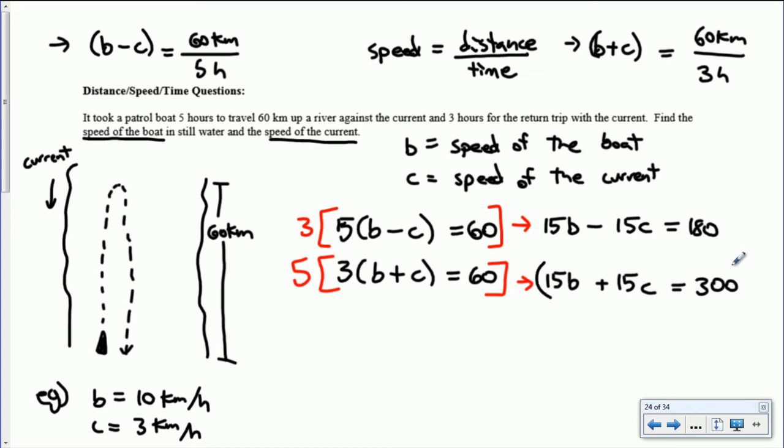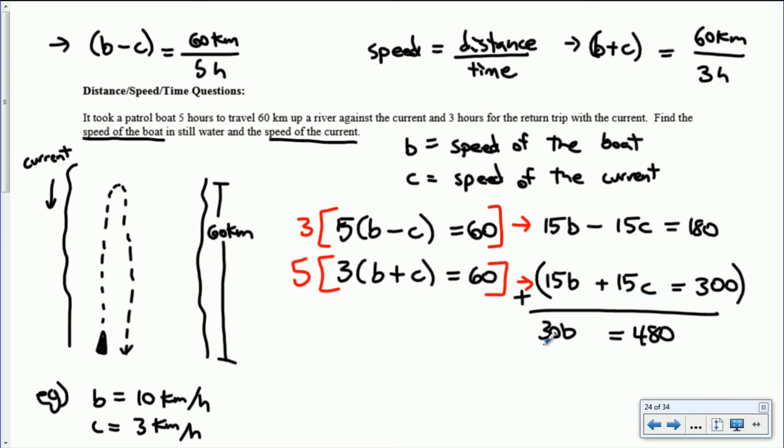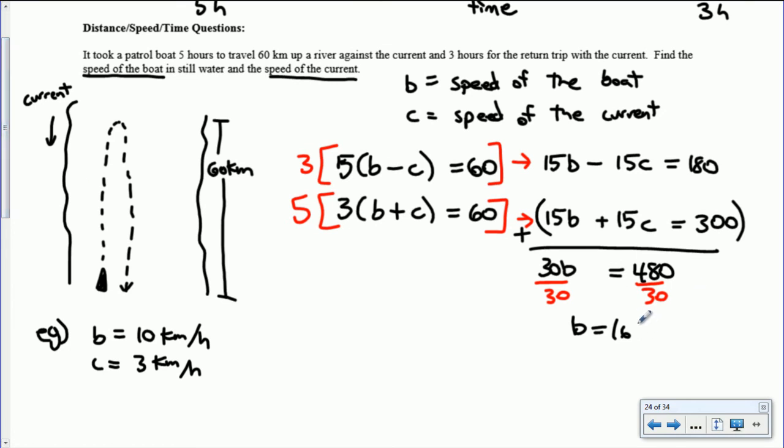And now I just need to add, so I'll add this entire equation to this one. 15b plus 15b is 30b. Negative 15c plus 15c is just 0, and 180 plus 300 is 480. So we just need to solve that for b, divide both sides by 30, and that gives us b is 16, so 16 kilometers per hour.